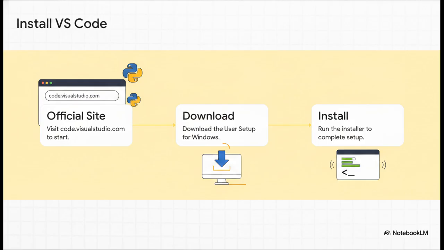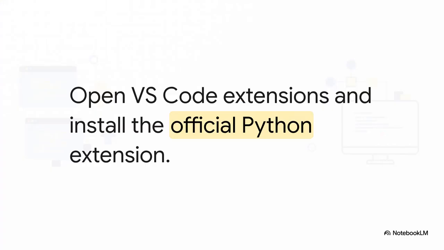Run that installer, accept the default options, and just quickly click through to install the application. Super easy. Now go ahead and open VS Code. Right out of the box, it's basically just a really capable blank text editor. We need to teach it how to understand Python.